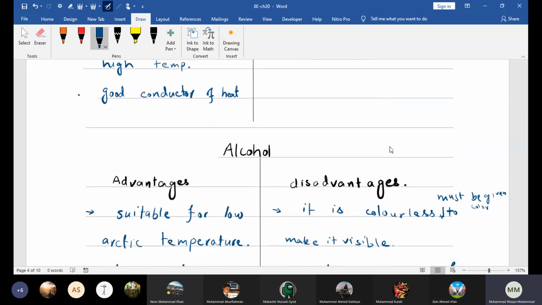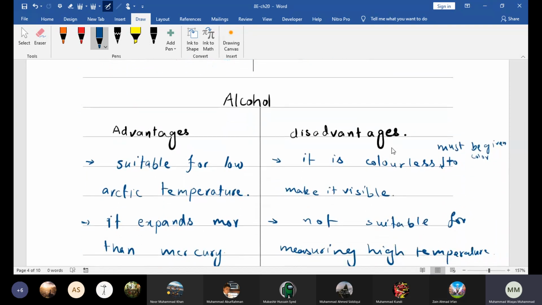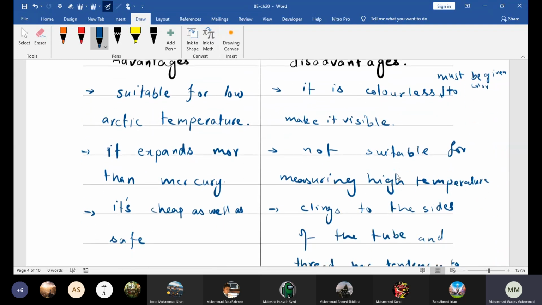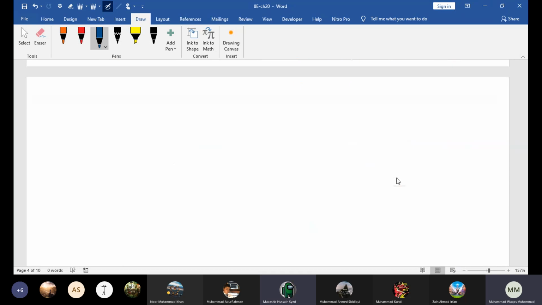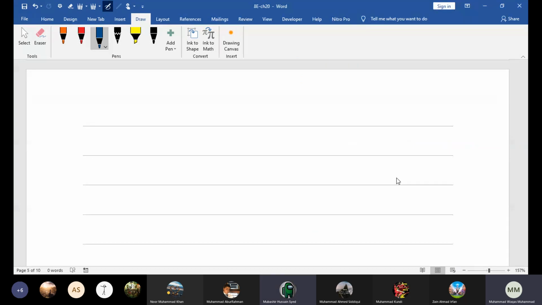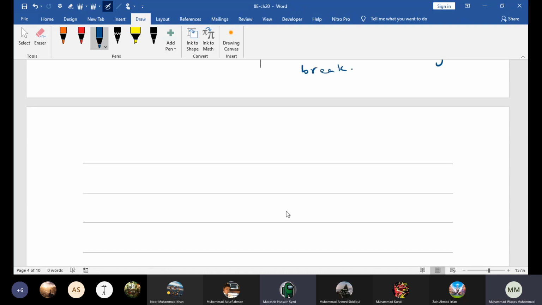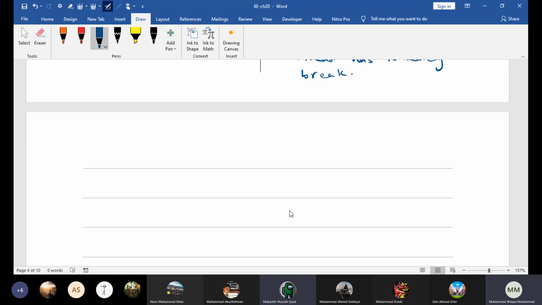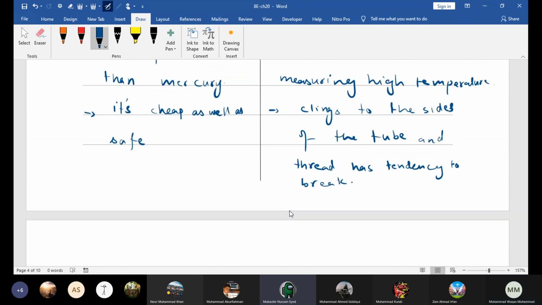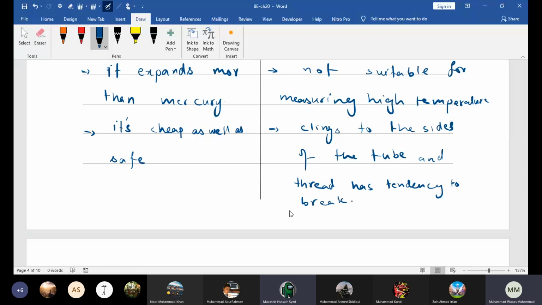So these are a few advantages and disadvantages of using each liquid. Now, beta, next we're going to discuss some terms. Sir, what are industrial thermometers used for? Industrial thermometers are used for measuring temperature in industry. It depends what kind of industry we're talking about. Mercury or alcohol? Beta, like I told you, it depends what kind of industry.